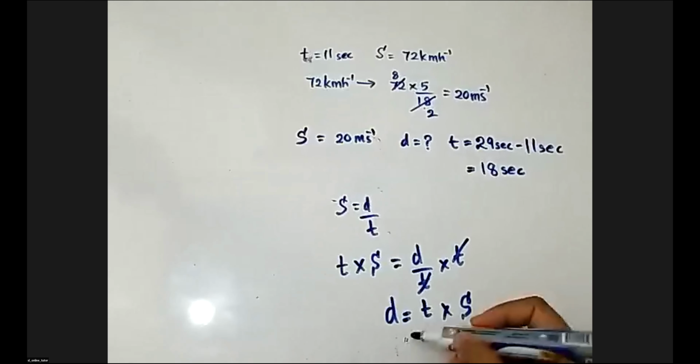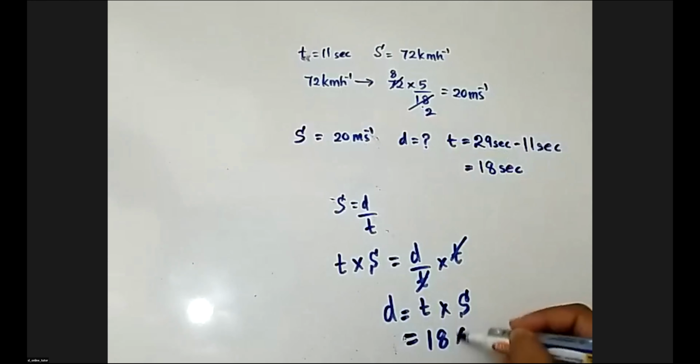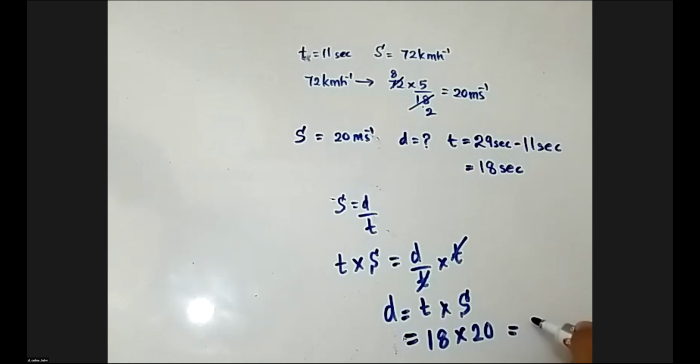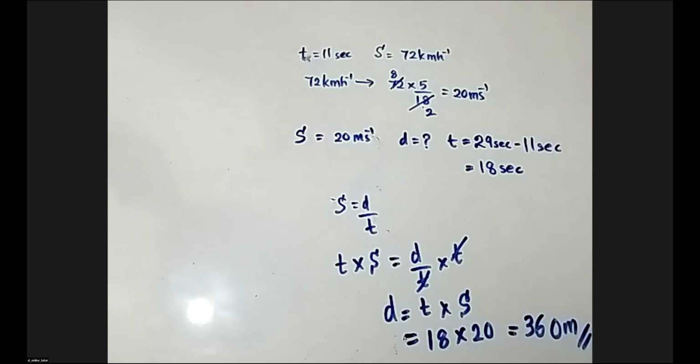So the time, we found, is 18 seconds. Speed we found is 20 meters per second. So then you are getting the answer. 20 times 18 is 360, and 360 meters is the length of the train. You can write down: length of the train is 360 meters.